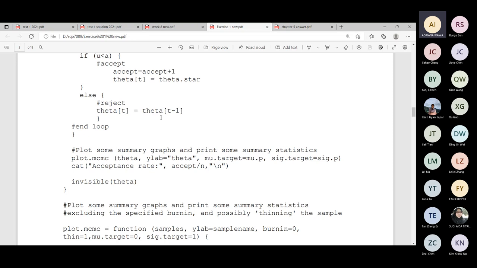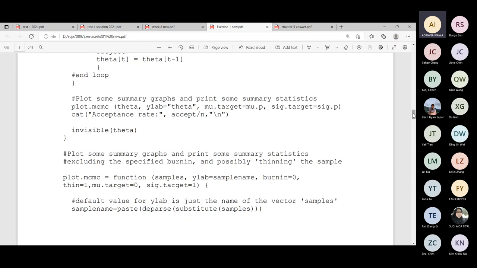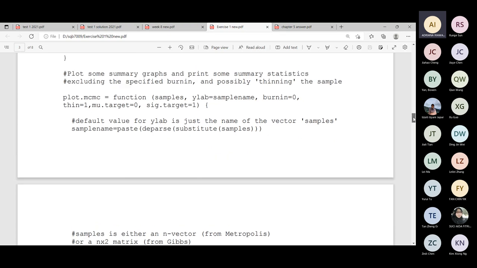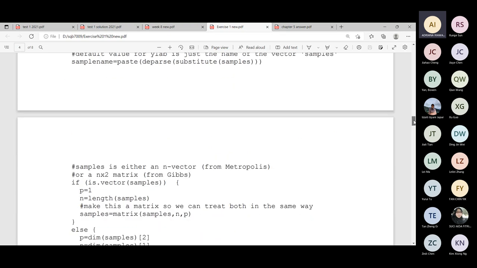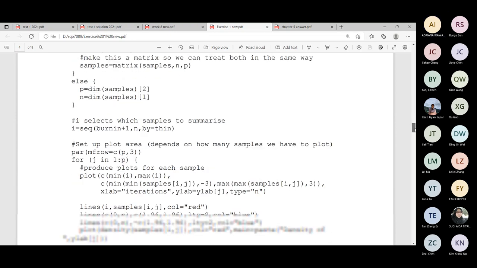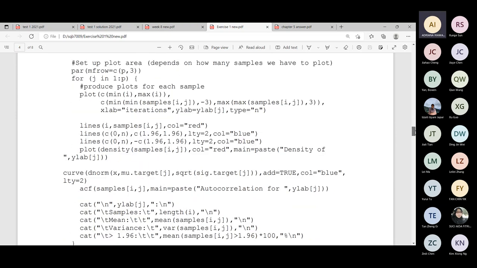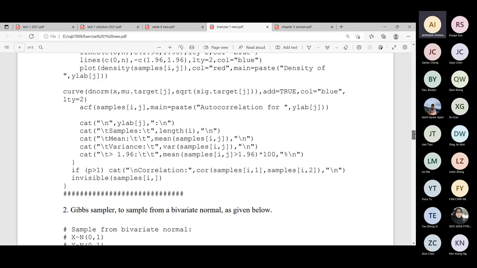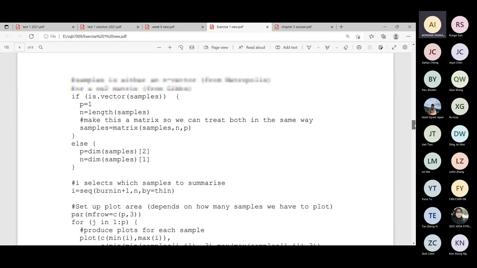Then to plot the MCMC, the plot MCMC is actually the program under here. This is the plot MCMC program. You can choose how many burn-in you want, and then you can plot a lot of stuff, autocorrelation and so on. So there are a few plots there. You can actually try that.